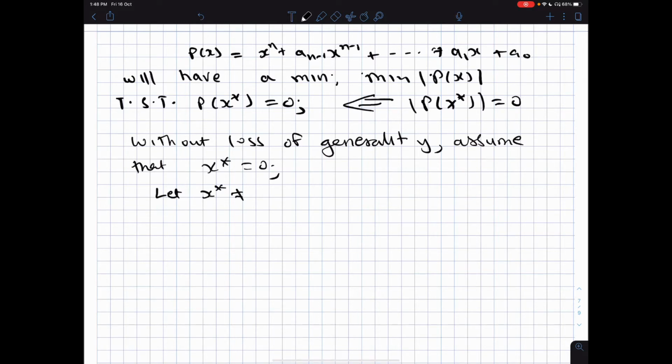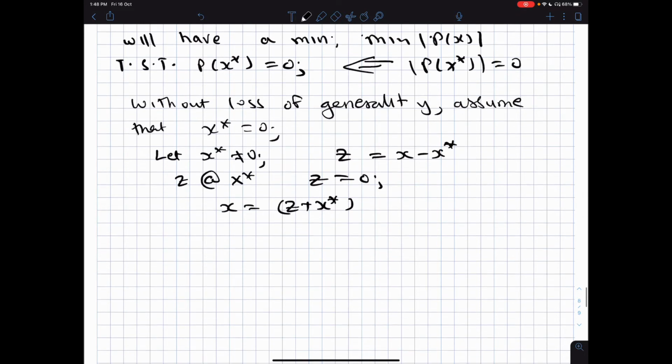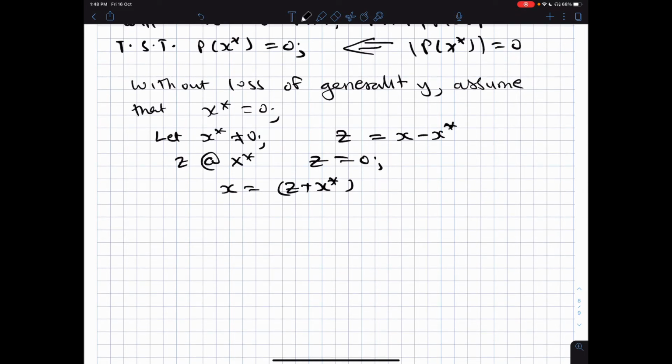Then let me define a new variable called z, which is x minus x star. So what is the value of z at x star? z is 0. So let's say that we are doing a change of variable, x is equal to z plus x star. Now we have this polynomial in z. I will just call this polynomial p of z.